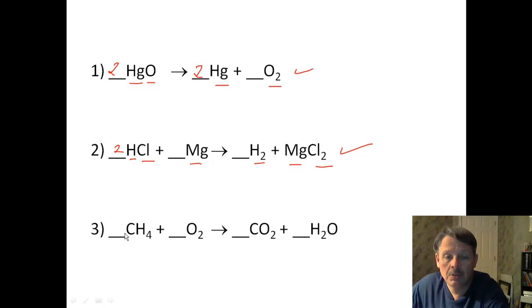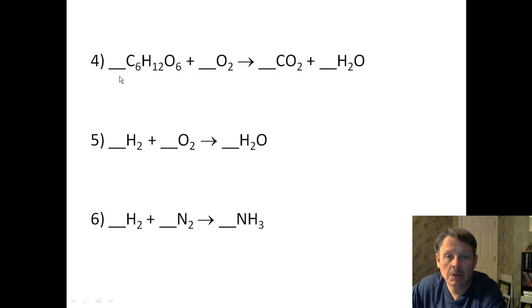All right, how about CH4? Well, I have 1 carbon on the left, 1 carbon on the right. I have 4 hydrogens on the left and only 2 on the right, so I have to put a 2 in front of there. I now have 2 plus 2 more for a total of 4 oxygens. I only have 2 oxygens on the left, so I have to put a 2 in front of my oxygens. I am now balanced.